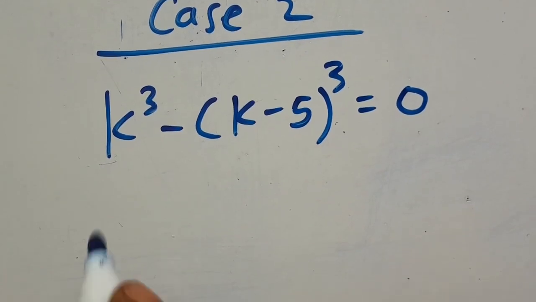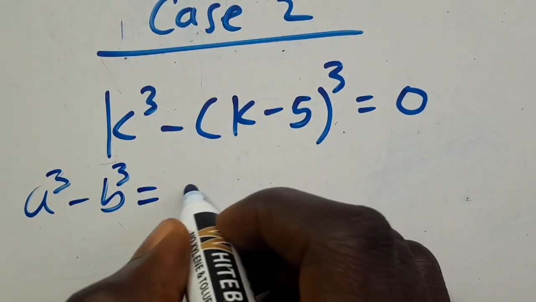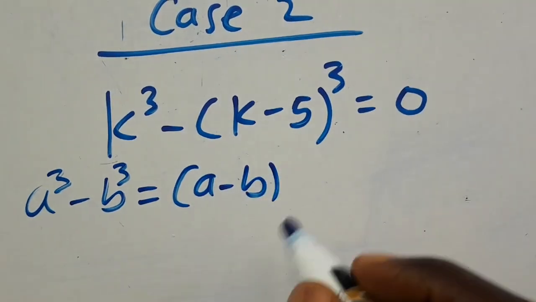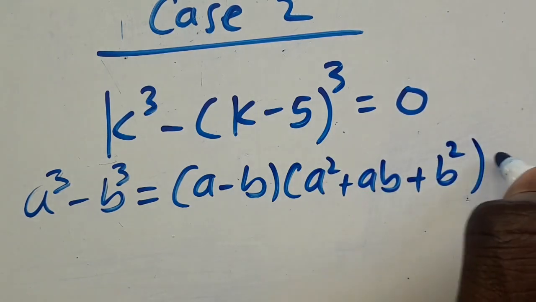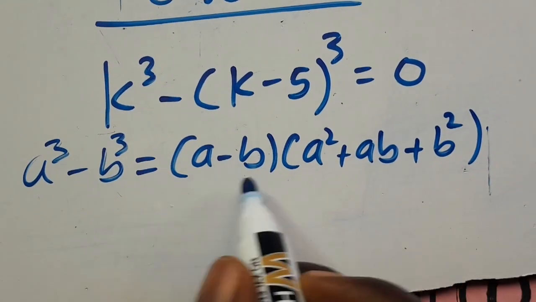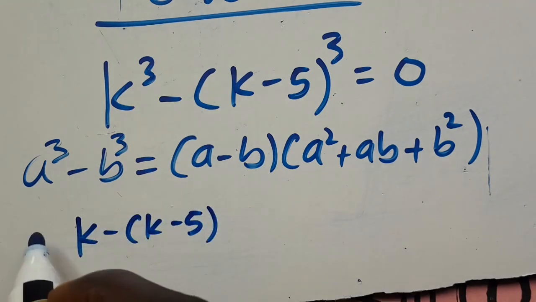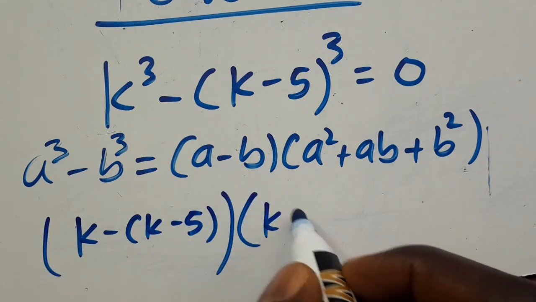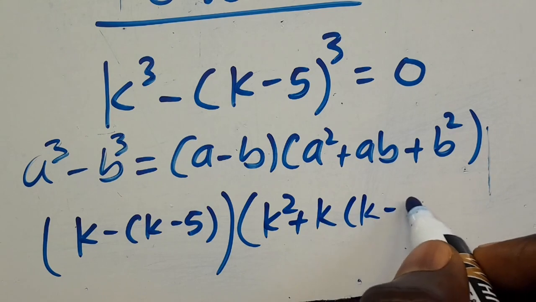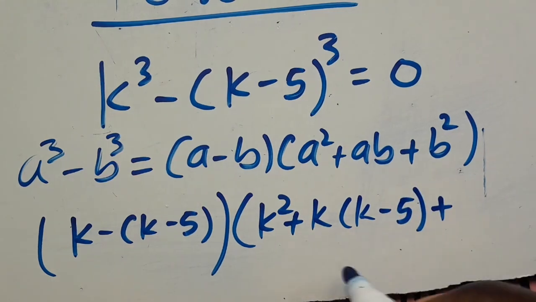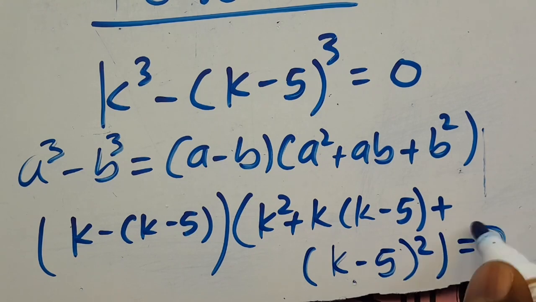Then when you apply this, when you have a to the power of 3 minus b to the power of 3, it always equals a minus b, all in bracket, again multiplied by a squared plus ab plus b squared. Then applying it here, we are going to have k minus, open bracket, k minus 5 as this, again multiplied by k squared plus a is k, b is k minus 5, plus k minus 5 all in bracket to the power of 2. We close it again, we set everything to be equals 0.